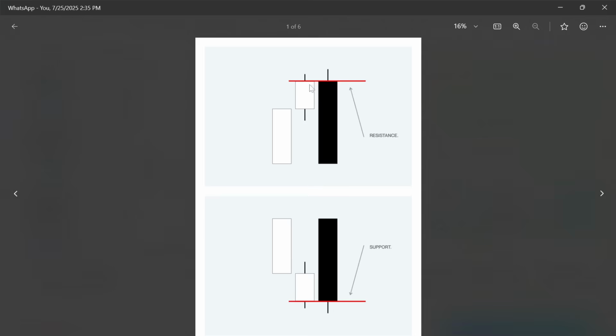Now, let's look at the one above here. Why is it a resistance? If you look here, on the red line, you'll notice that this white candle fails to break above, right? And it ended with a weak rejection. Now, after this candle closed, the second candle that opened was a bearish engulfing candle. Did you see that? So when you have a bearish engulfing candle, that means there is a strong resistance here, right? Now, this serves as a key level.